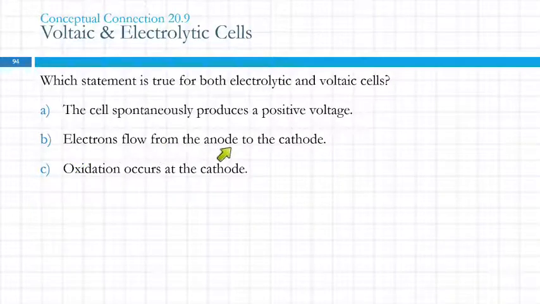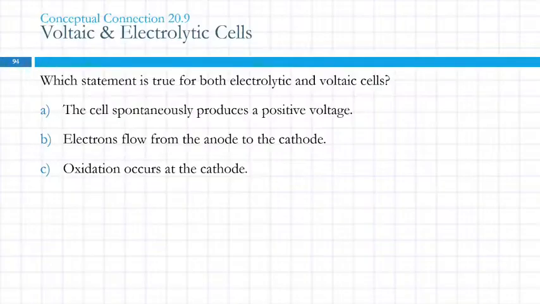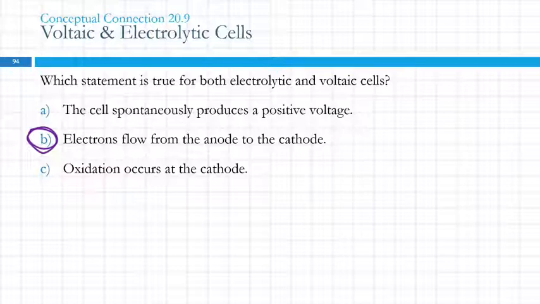Electrons flow from the anode to the cathode. Here, the anode is the source of electrons, and they're flowing to the cathode. Here, electrons are moving away from the anode towards the cathode. So that's our correct answer. The cell spontaneously producing a positive voltage is only true for a voltaic cell. It's not true for an electrolytic cell.